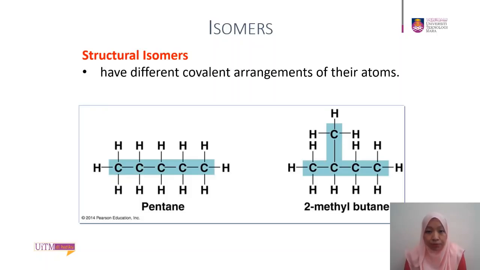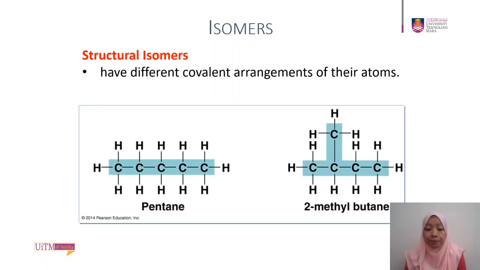The first one is structural isomers. What are structural isomers? They are isomers that have different covalent arrangements of their atoms. You can see here, they have the same molecular formula, C5H12. Same goes to this one, they also have C5H12. However, you can see they have different covalent arrangements of their atoms. So this one will become pentane, and this one will become 2-methylbutane. Since there is a different structure, automatically the properties will be different.